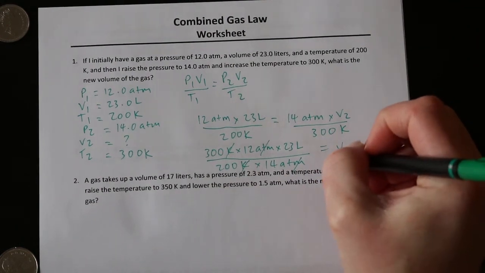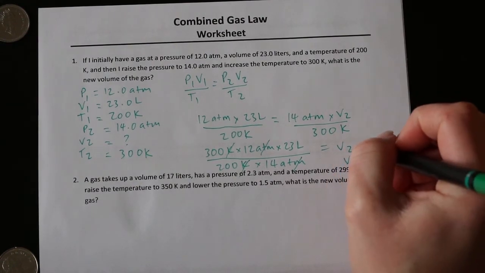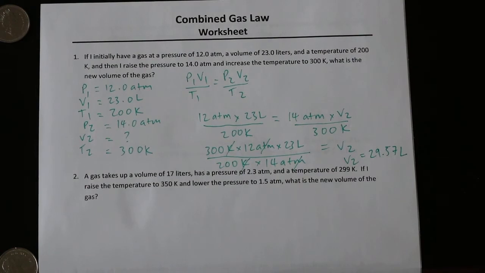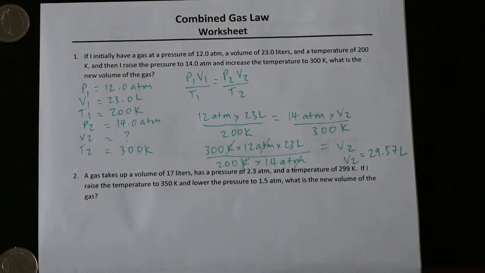Okay, so that would mean V2 equals 29.57 liters. I know that might have been a little bit difficult, doing the math in one step. If you wanted to, what you could have first done is multiplied both sides by 300 Kelvin. So that would have been 300 Kelvin multiplied by 12 atmospheres multiplied by 23 liters, all divided by 200 K. And then once you got that number, you could then divide by 14 atmospheres. It's just sometimes faster to do it all in one step.